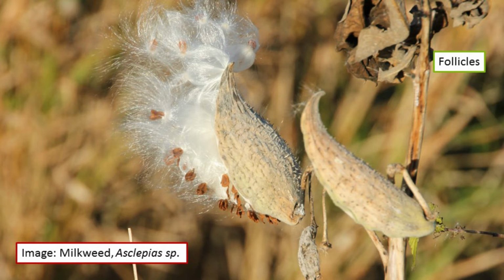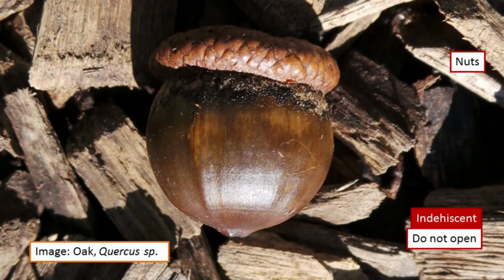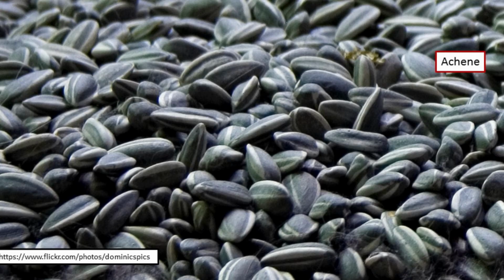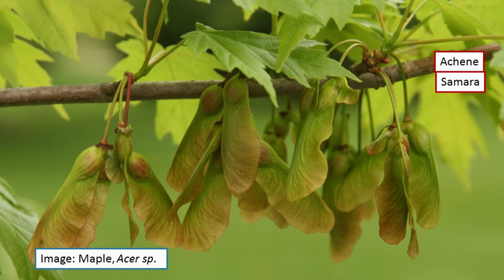Follicles are dehiscent along a single suture, as with milkweed. Nuts are indehiscent fruits remaining closed at maturity. Acorns from oaks are a great example. An achene is highly variable, but typically consists of a fused shell surrounding a seed, such as with a sunflower. A samara is a winged achene, as you'll find with ash, maple, and elm trees.